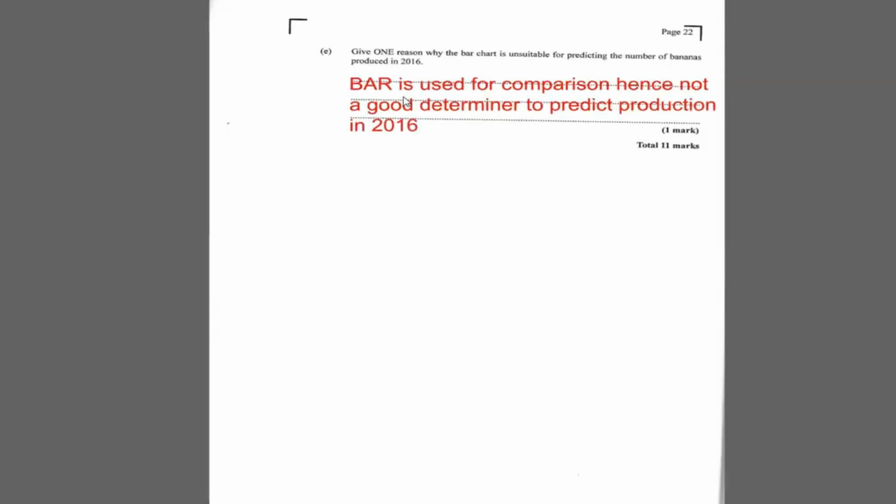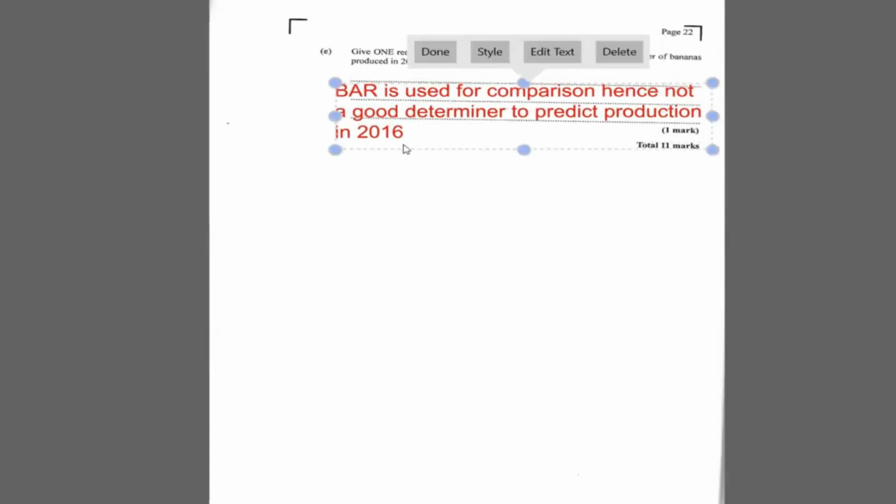Generally bar charts are used for comparing. Looking at it, we can say these have the higher frequency, and this one did that and that one did that. It's used more for comparison. So if they don't give you anything to compare it to, then the bar chart wouldn't be useful. So nothing for 2016, then there's nothing to compare to. A bar chart is very poor for determining future production.